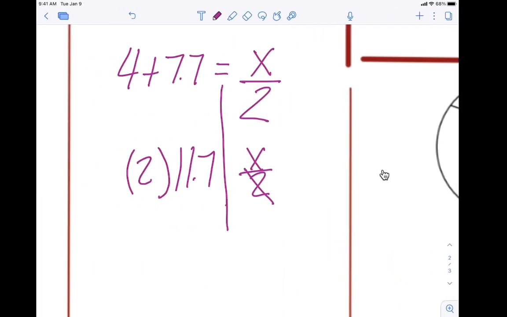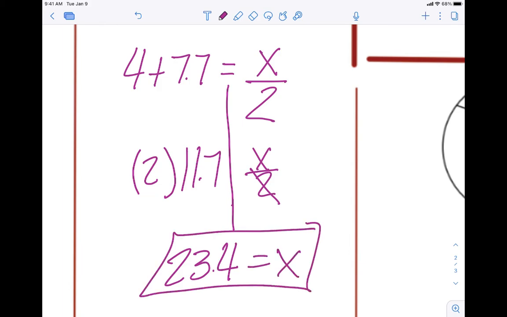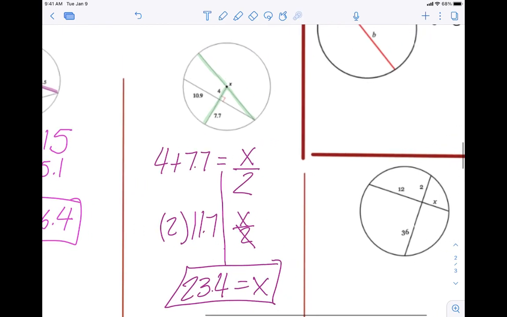Look at that. So we get 23.4 is equal to the x. There you go. Look at that. This diameter from this point of the circle to that point of the circle is 23.4. Perfect.